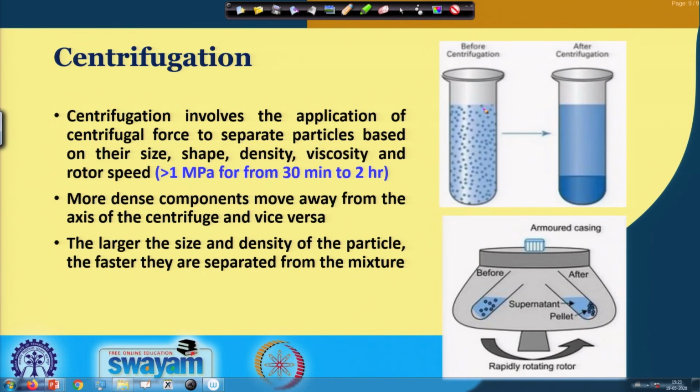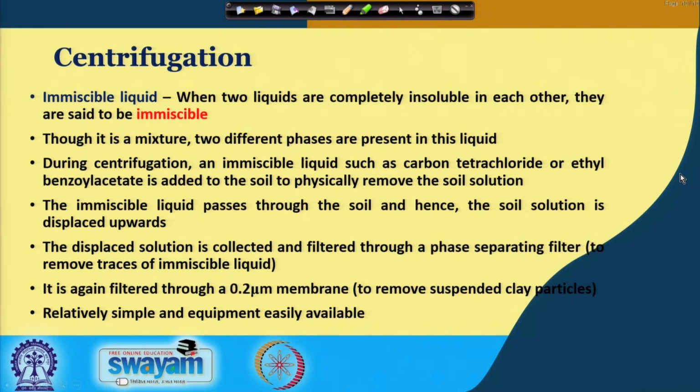As you can see, before centrifugation the particles are suspended, however after the centrifugation the particles are settled down and forming pellets, and obviously the more dense components move away from the axis and then form the pellets. So, in this way we can separate different particles based on their size, shape, density, viscosity and rotor speed. In case of centrifuge, there is a term called immiscible liquid.